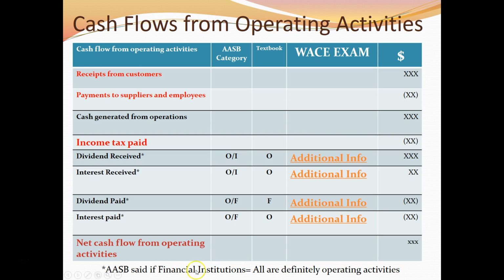So only for financial institutions, these four things must definitely be under operating activities. What do operating activities mean? It means day to day, that's what they do. They do investment as part of their operating, so in that case, that is their operating activities cash flows. That's all for now for cash flows from operating activities.